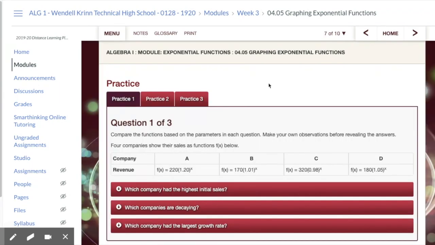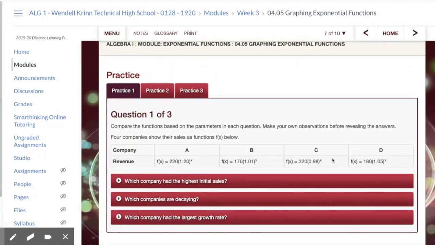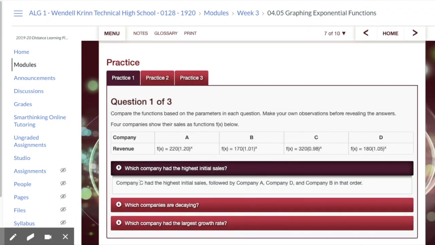Page 7, we have a couple practice questions. So question number 1, we've got 4 different companies, 4 different equations or functions for their revenue. Which company has the highest initial? Okay, so remember beginning is initial. So I have 220 here. I've got 170 here, 320, 180. Definitely going to go with the one that says 320. That's going to be the highest initial amount. And company C. Perfect. And then it just says it would go A, then D, then B in order.